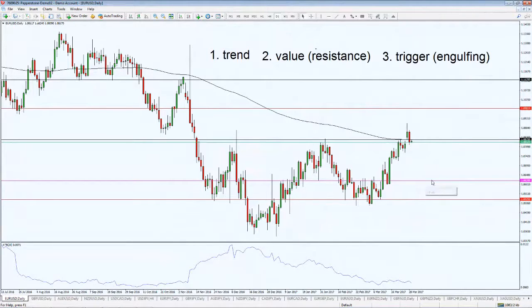Maybe if you want to go for a second target, it could be this red line over here, which is a weekly level. So this is basically euro dollar and why I'm looking to short this market. Okay, so let's move on.